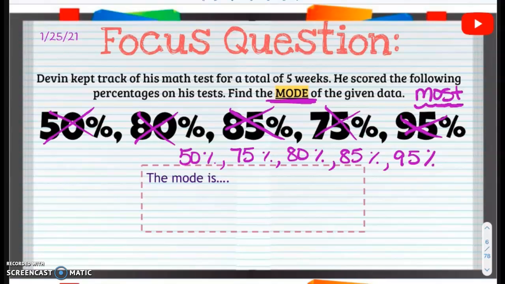Do we see anything the most? Do we see anything that there's the most of? No, I only see them one time. So in this case, we just put no mode. You can write no mode. There can be no mode. So in this case, there is no mode.